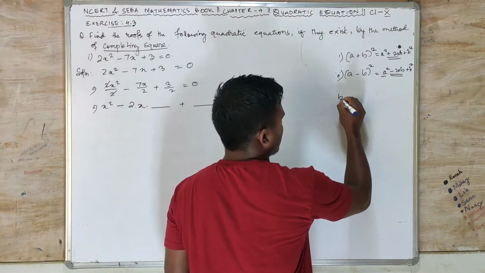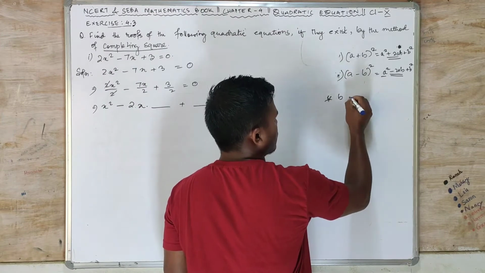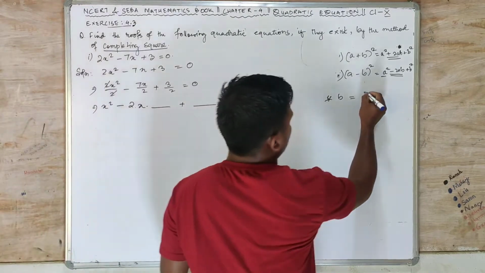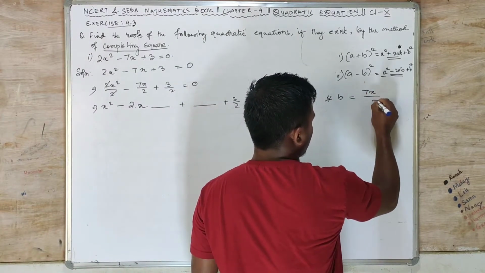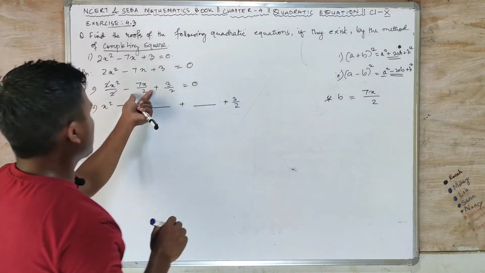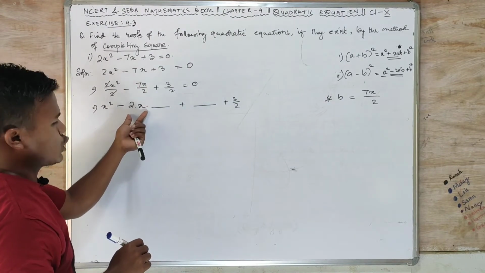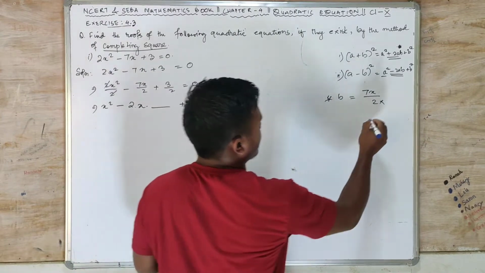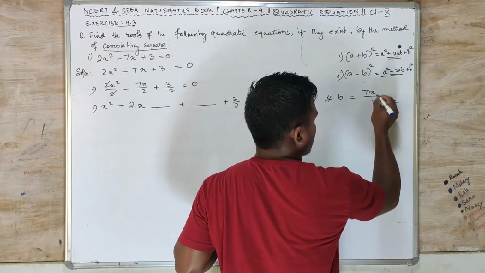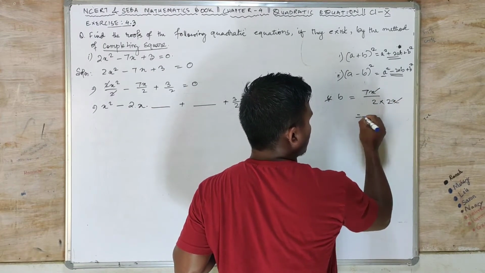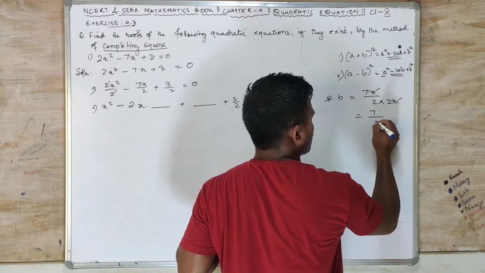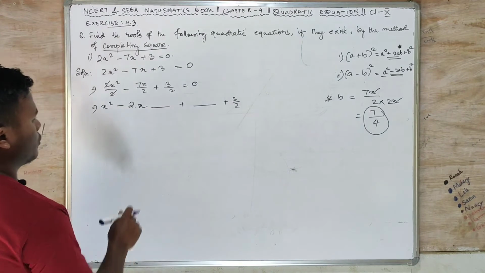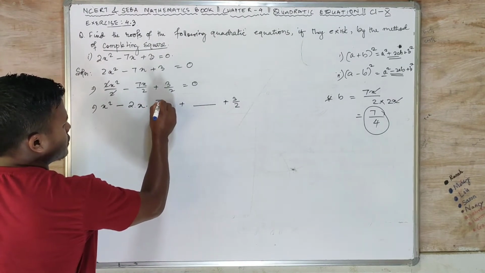To get the b value, see what is the second term? 7x divided by 2. This second term should be divided by the 2a value. What is your 2a value? Your 2a value is 2 and x, 2x. I think you can cancel x and x. Then what do you get here? 7 divided by 2 into 2, that is 4. So your b value will be 7 by 4. So you can write here 7 by 4.